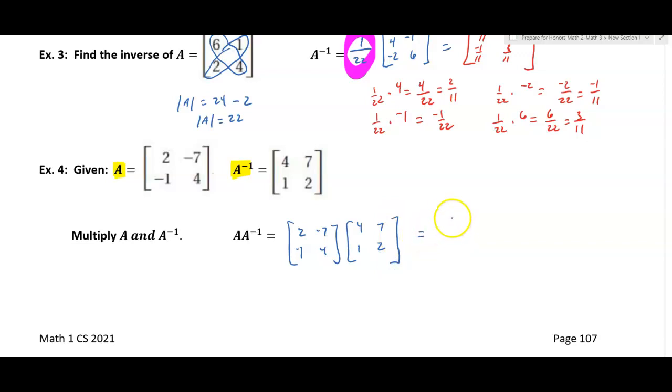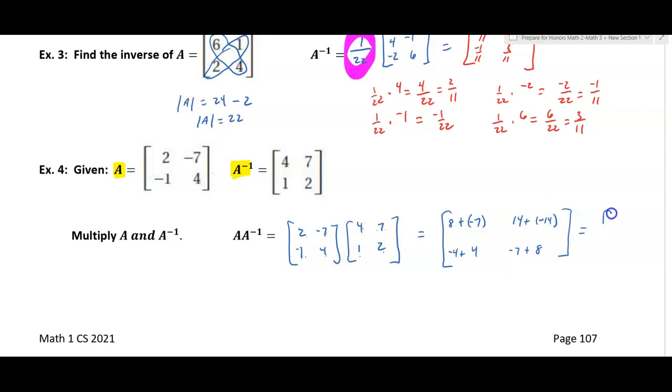If you remember doing this, 2 times 4 is going to give me 8. So you would get 8 plus, remember, it's 2 times 4 and negative 7 times 1. Then the next one would be 2 times 7, which is 14, plus negative 7 times 2, which is negative 14. Negative 1 times 4 would give you negative 4, plus 4 times 1 is 4. Then negative 1 times 7 is negative 7, and 4 times 2 is plus 8.